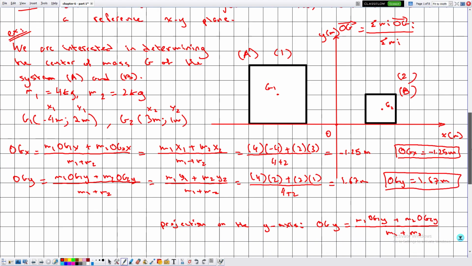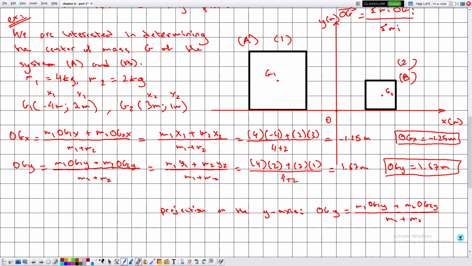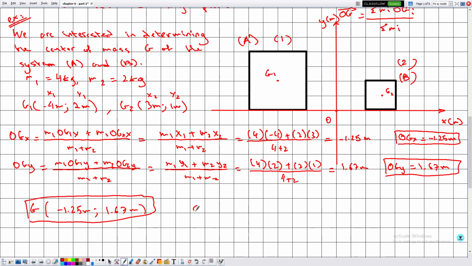Then the coordinates of the center of gravity of the system are given by the point G, which is given by minus 1.25 meters along with 1.67 meters. And in the vector notation, this is also given by the vector OG is equal to minus 1.25 the unit vector i plus 1.67 the unit vector j. So what does this mean?